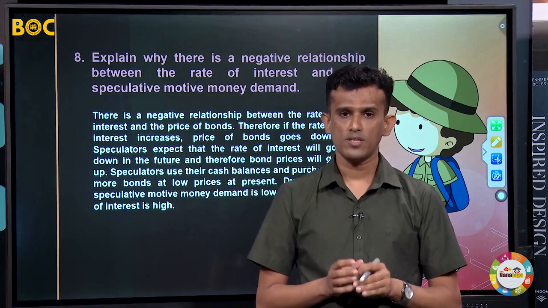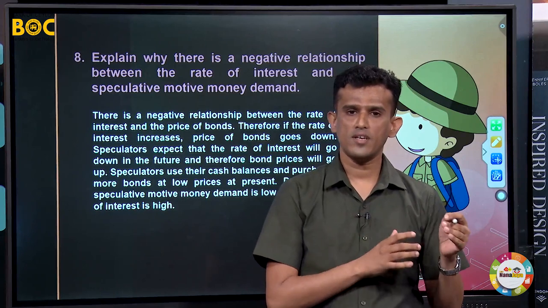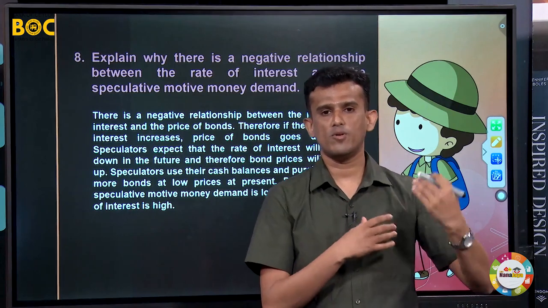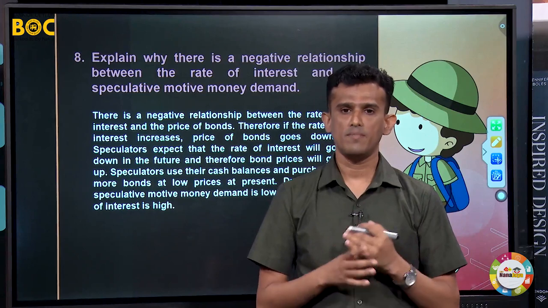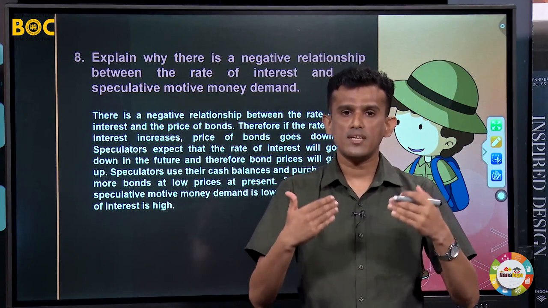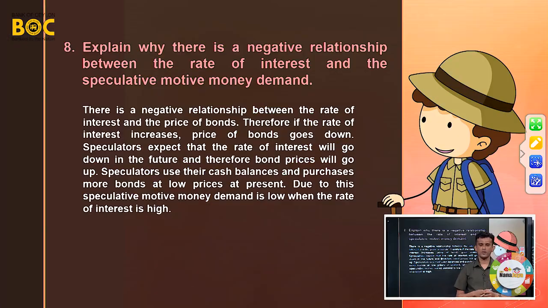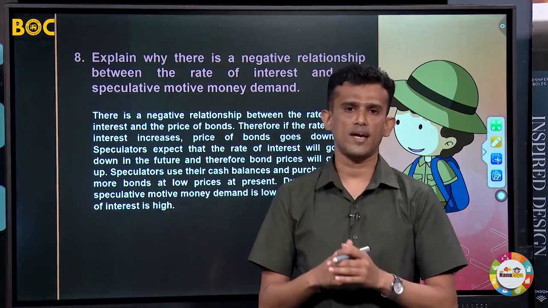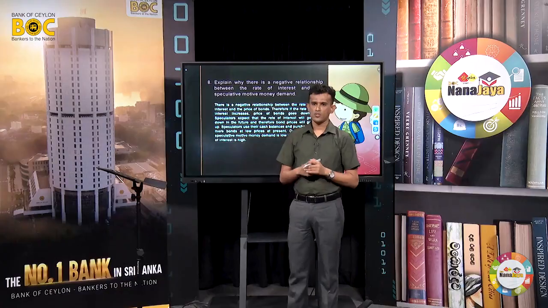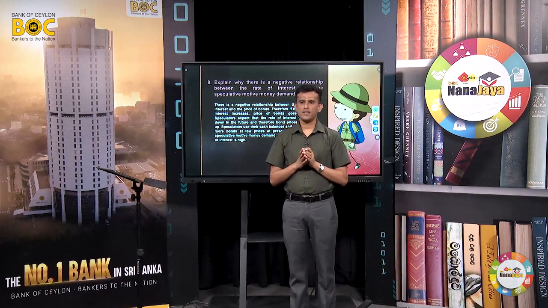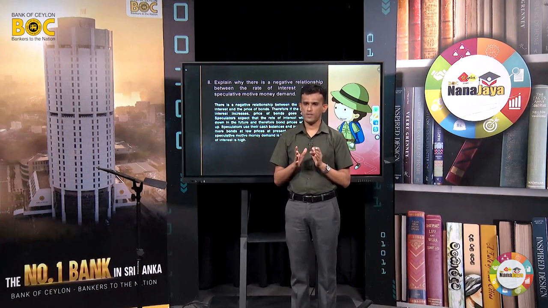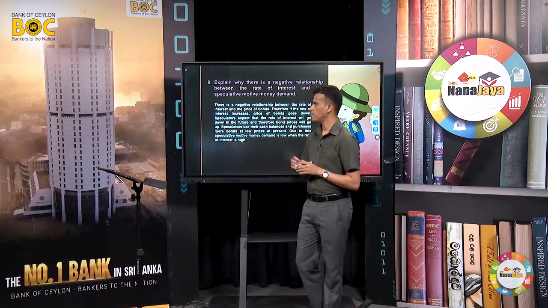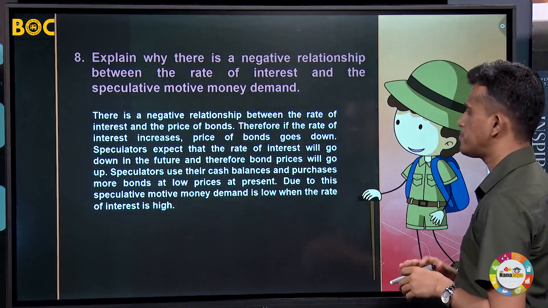So therefore, if the interest rate of the economy is low, the speculative motive money demand will be high. People tend to keep more cash balances with them on speculative motive, and they are converting the bonds they are holding at a profit into cash and keeping cash balances with them. So this is how we can explain this negative relationship between the rate of interest and the speculative motive money demand. So we will go to the answer.